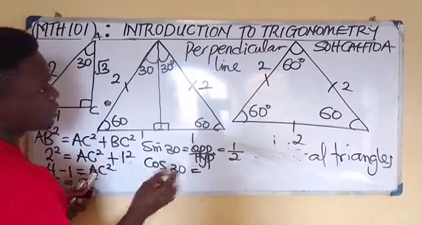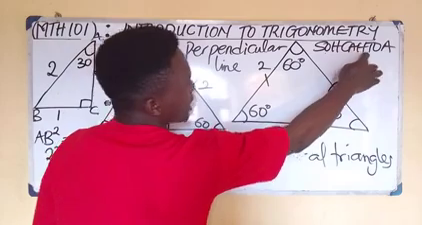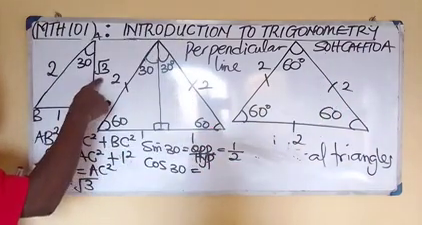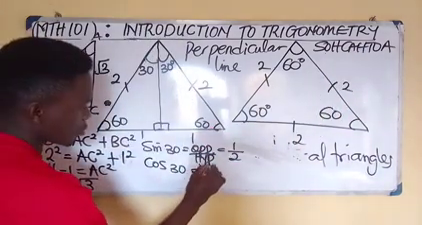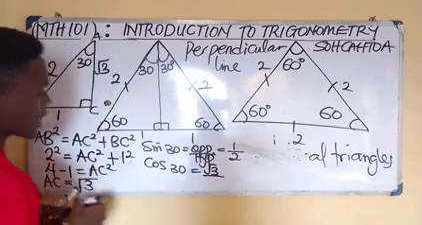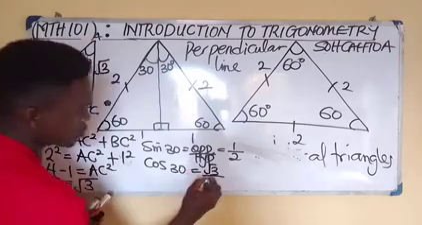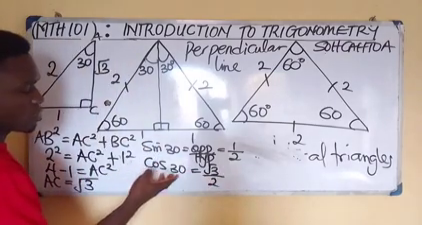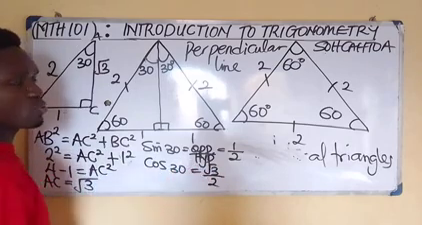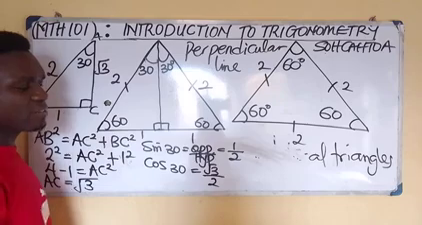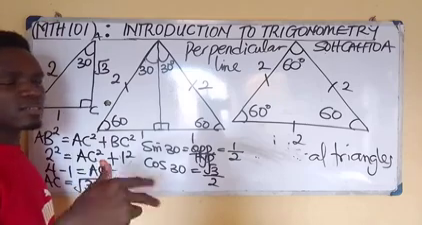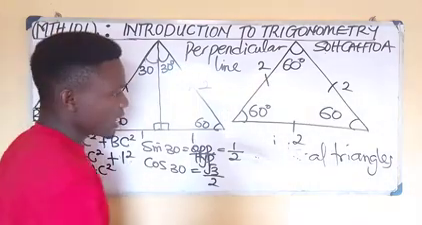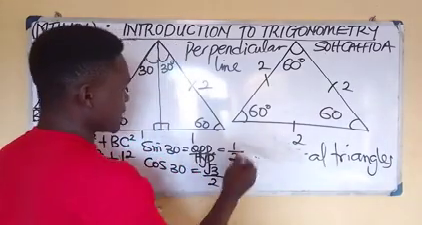Cos 30, alright? Cos is adjacent over hypotenuse. Adjacent is this, right? That is root 3 over what? Hypotenuse is 2. So the special angle of cos 30 is root 3 over 2. If I divide this, I think I will be having 0.8660, okay?